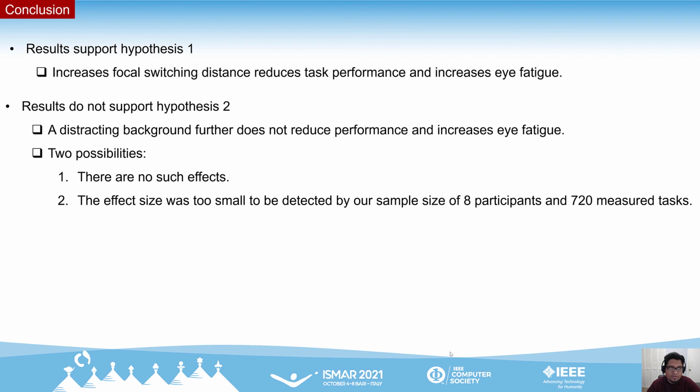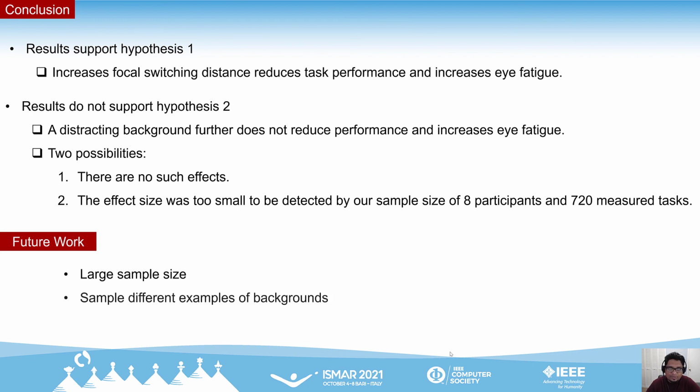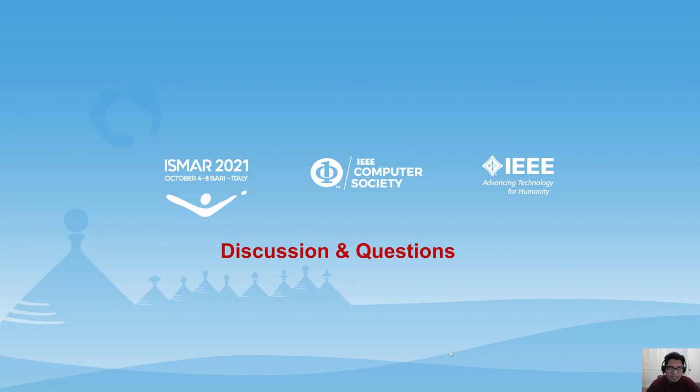limitations of our study because we considered just 8 participants, and which brings up the idea of our future work. In a future study, a larger sample size can be considered to investigate the background and focal switching distance effects together. Also, in our experiment, we considered a single complicated distracting background, but in future studies, a sample of different example backgrounds could be considered for investigating this problem. And a binocular eye tracker could be integrated into the experiment to track the participants' perceptual depth changes during the experiment. That's all from my part, and if you have any questions, I'll be happy to answer them.